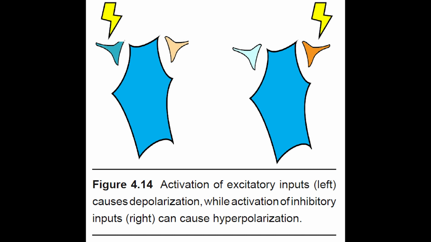These PSPs are characterized by a fast but small rising phase where the Vm changes quickly, followed by a slower decay phase where the Vm resets back to resting potential.